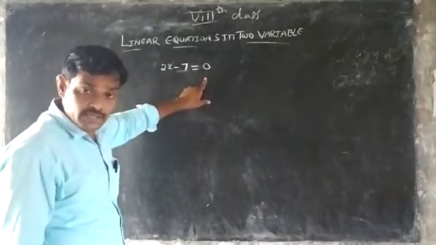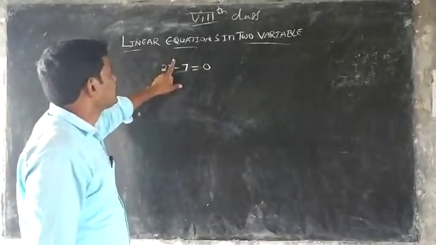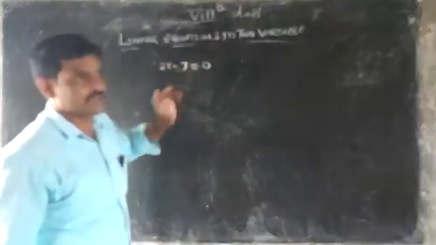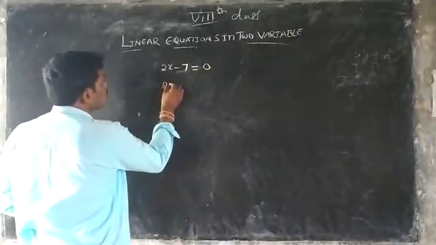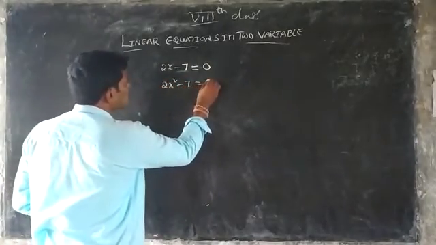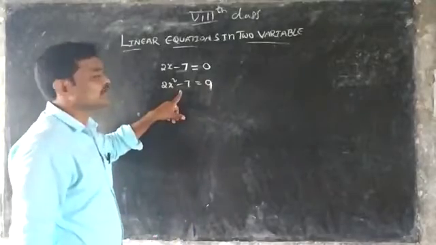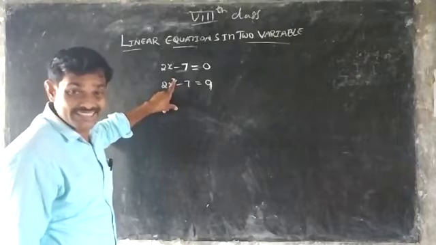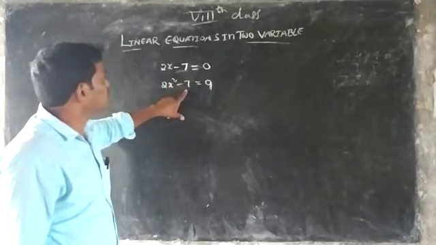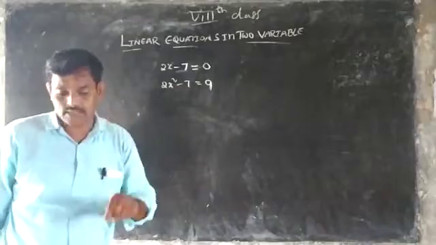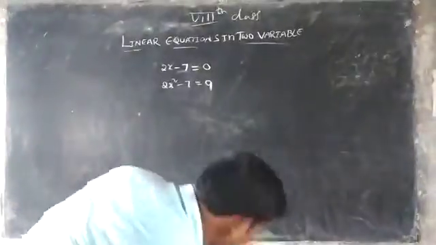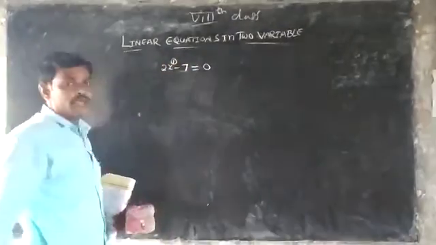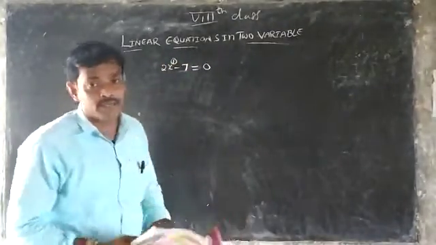Why? Because the degree is 1. Variable degree is 1. That is called a linear equation. Suppose 2x square minus 7 is equal to 0 or 9. This is not a linear equation. Why? Because this degree is 2. That's why this is not a linear equation. Take 2x minus 1: the degree is 1. Variable degree is 1, so it is called a linear equation.